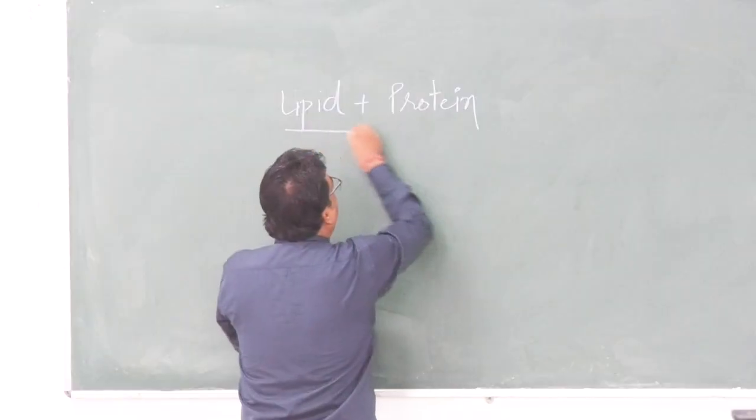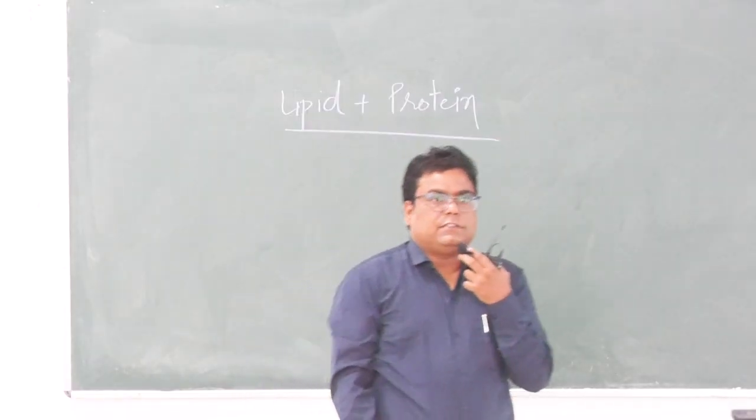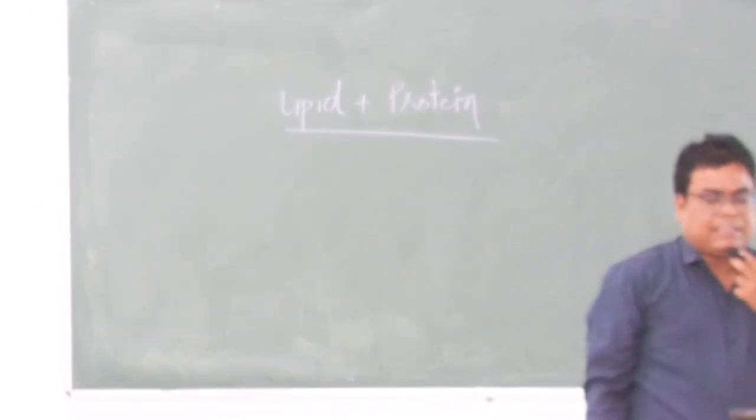So first is the definition: what are lipoproteins? Lipoproteins are conjugated molecules which contain lipids and protein in their structure. What are lipoproteins? Lipoproteins are conjugated molecules which contain lipids and protein in their structure. Okay.